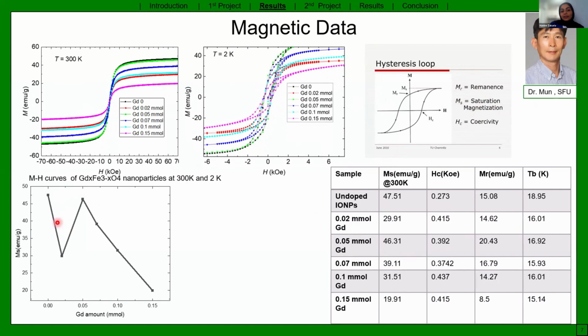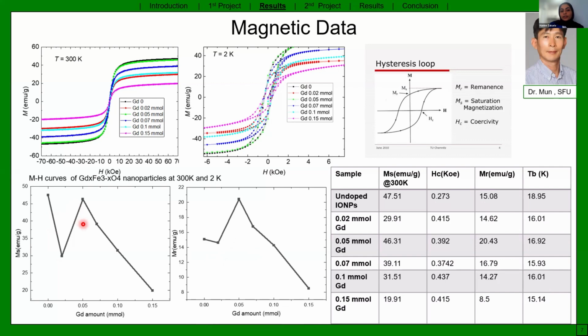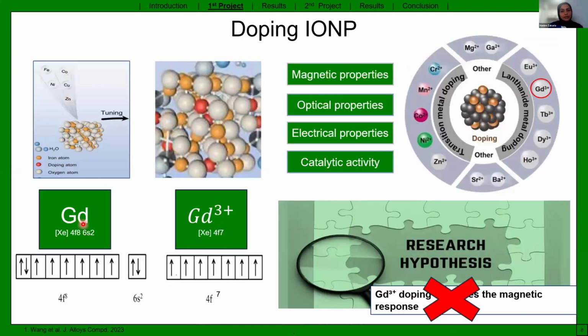When we start adding the dopant, there is a decrease in the Ms value, then it recovers, then it continues to decrease as we're adding more Gd. And Mr values follow similar trends. So this is opposite to what we were expecting. There is a more complicated chemistry that's taking place, and our initial hypothesis turned out to be incorrect.